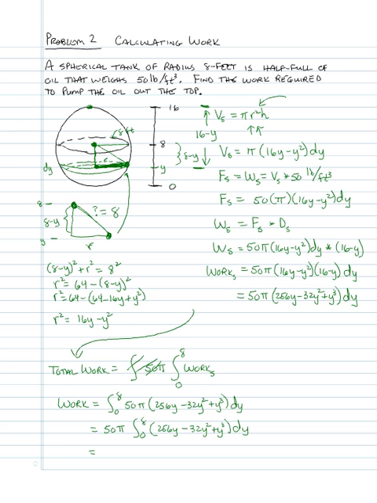So as I integrate 256y, I would get 128y squared. And as I integrate 32y squared, I would get 32 over 3 y cubed. And then, of course, plus 1/4 y to the 4th. And that's going to be evaluated from 0 to 8.